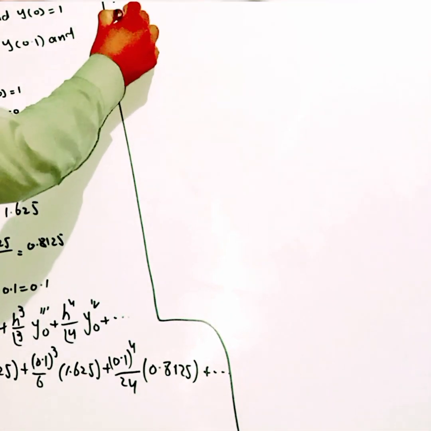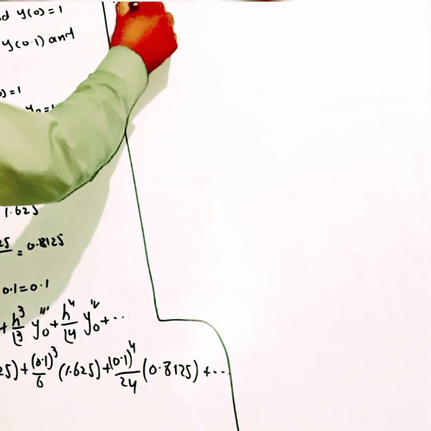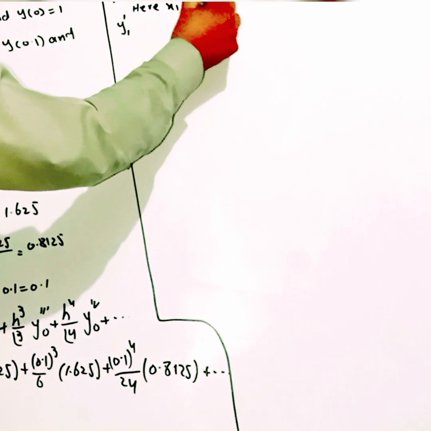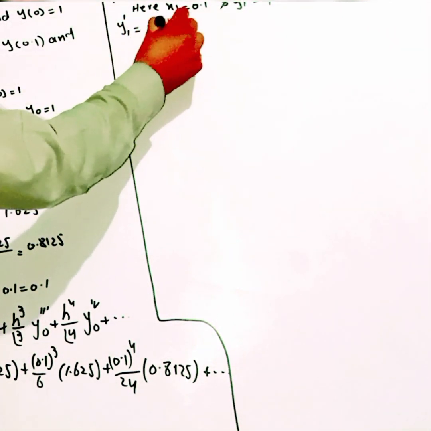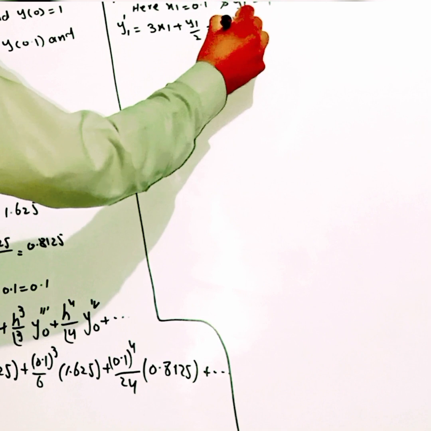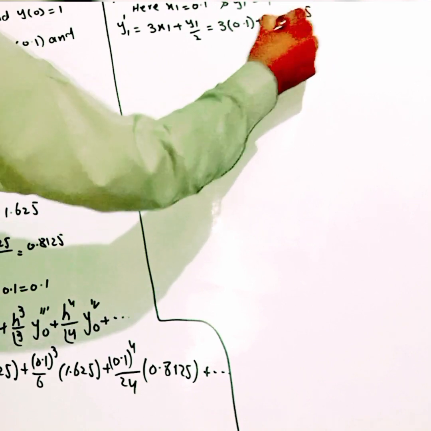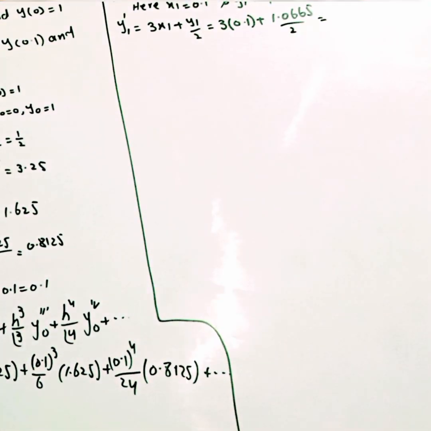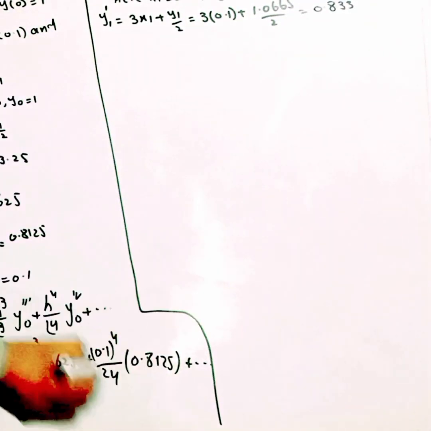So we have y prime 1. y of 0.1 is equal to y1. So therefore x1 is equal to 0.1. y prime 1 becomes, from this differential equation, y prime 1 becomes (3x1 plus y1) over 2. Putting the values of x1 and y1, we obtain (3 into 0.1 plus 1.0665) over 2. We have y prime 1 is equal to 0.8333.